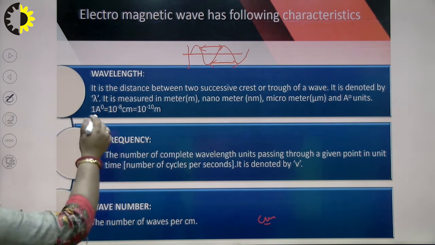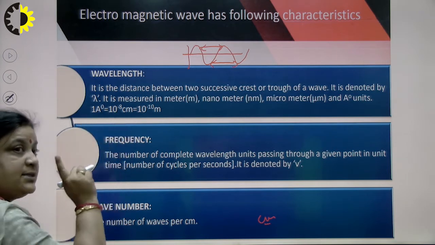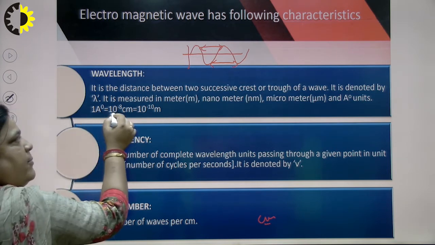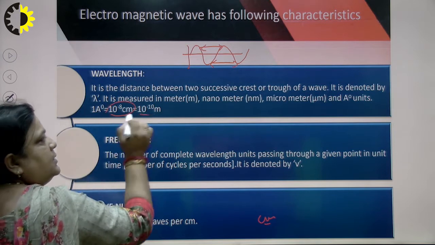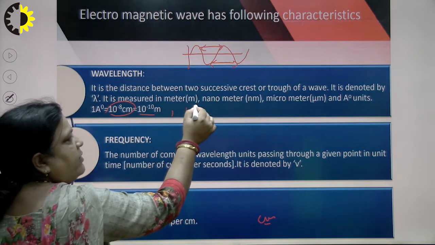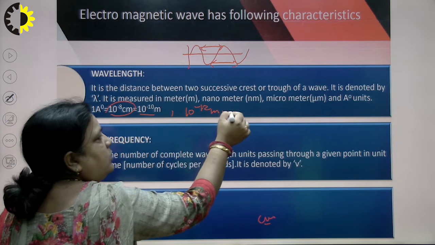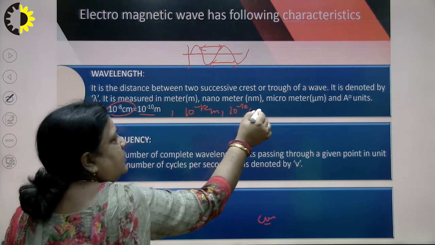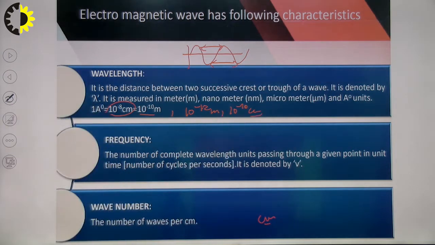We know that 1 angstrom is equal to 10 to the power minus 10 meter or 10 to the power minus 8 centimeter, and a picometer is 10 to the power minus 12 meter or 10 to the power minus 10 centimeter. Now, next is frequency.